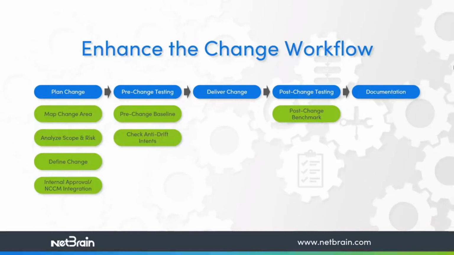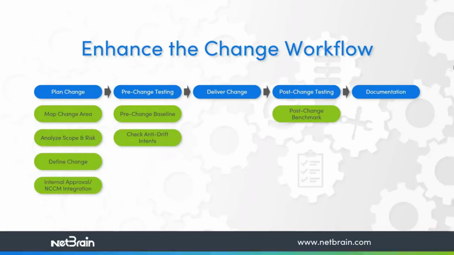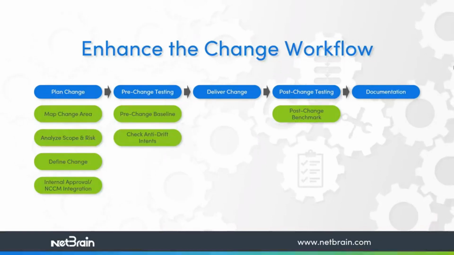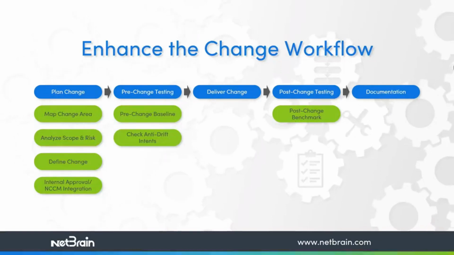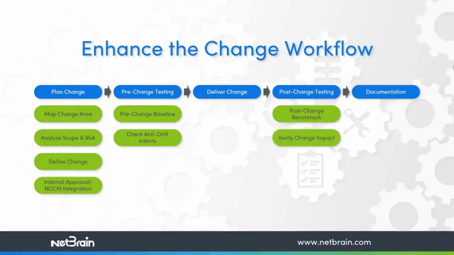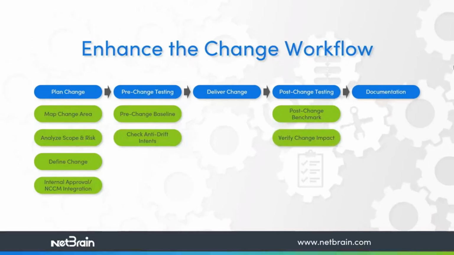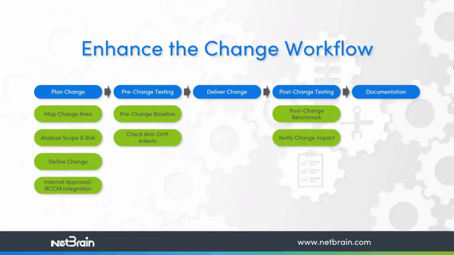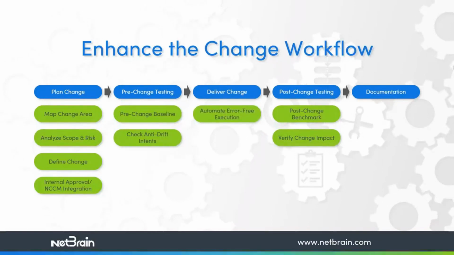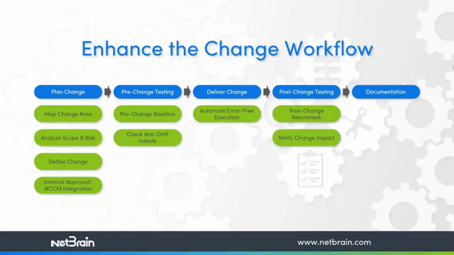We can use those intents found during the planning stage and run them as pre-change checks for baselining how the network was behaving before the change. After the change, we can run them again to ensure that intents that shouldn't have been affected by the change aren't. For the actual change deployment, NetBrain eliminates errors by automating the actual execution of the change.